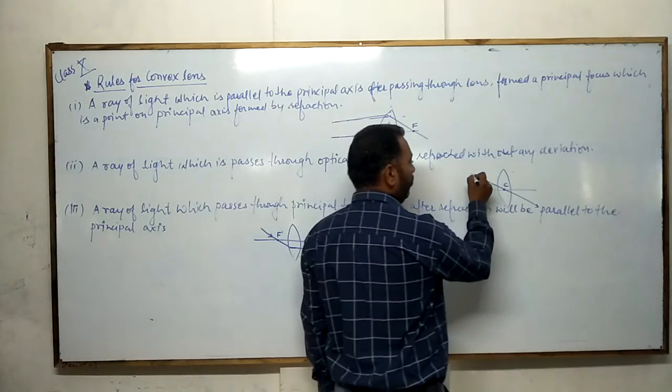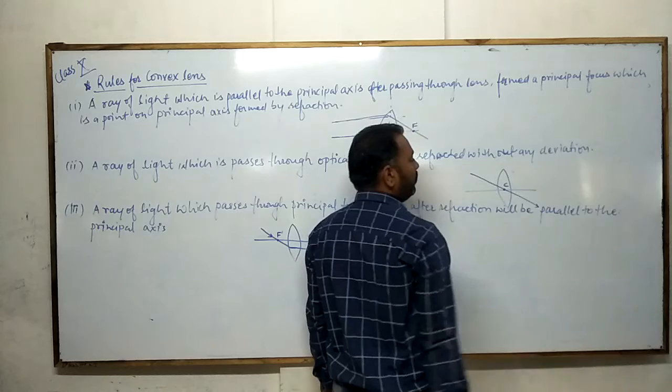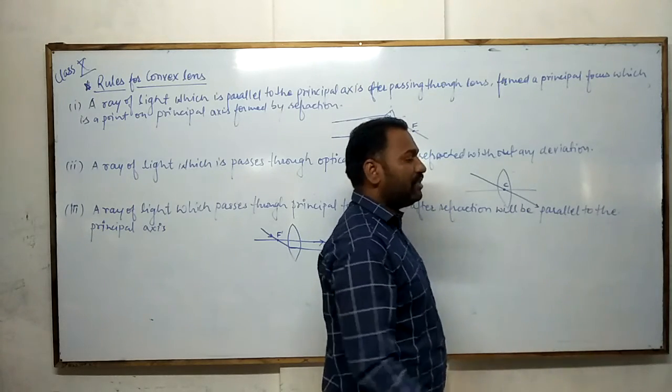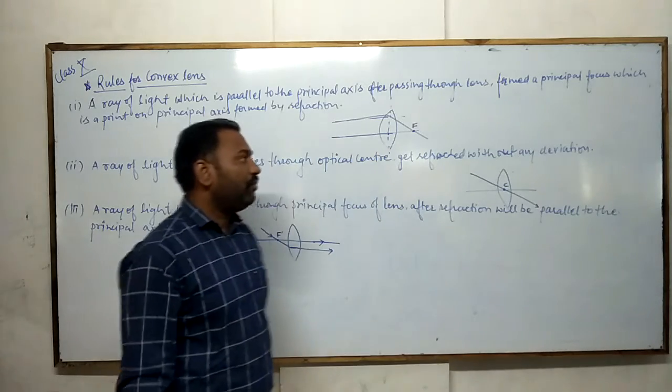Now the second one: a ray of light which passes through the optical center gets refracted without any deviation. A ray of light which comes directly to the optical center is refracted but without any deviation. There is no change in the bending of light.